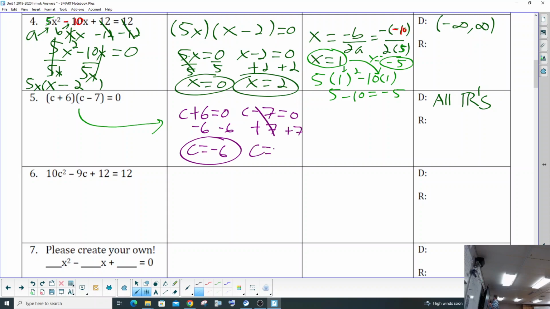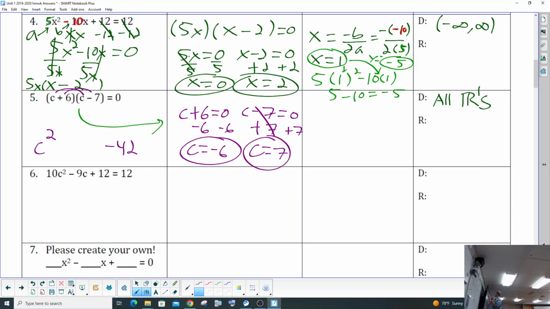So we get 7 as one of our roots. Okay. Now to be able to find the vertex, there are kind of two ways to think about it, but you can multiply it all the way through and use your ABC again. C times C is C squared. 6 times negative 7 is negative 42.